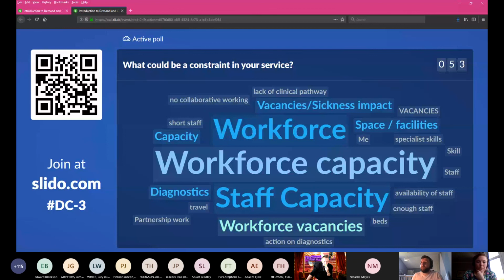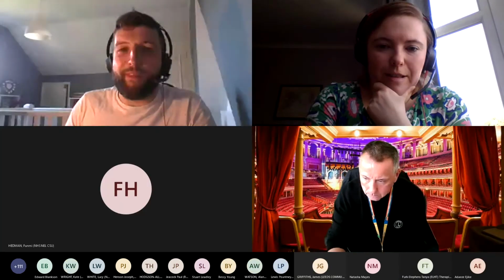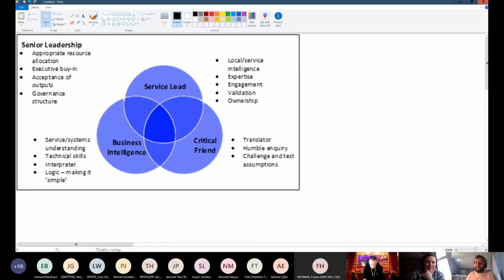So workforce and staff is coming up really big on this word cloud as a theme. And if you don't mind, Natasha, I'm just going to take over 2 seconds, and I've dropped it into Paint. And I said I was part of the Geek Squad earlier, and I'm just really not showing up. I'm really not, am I?